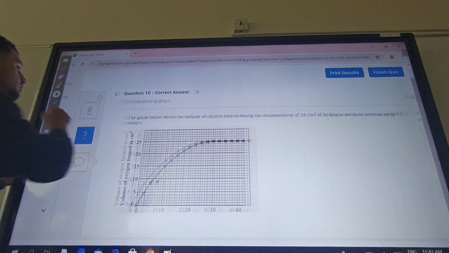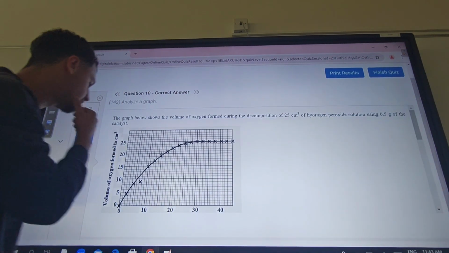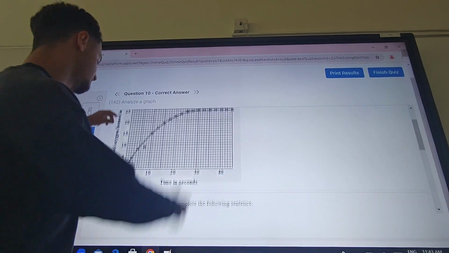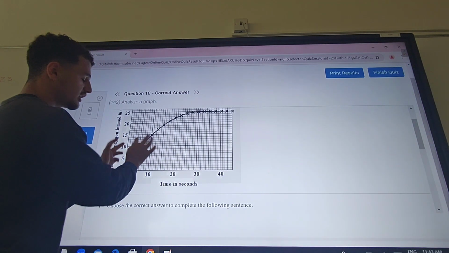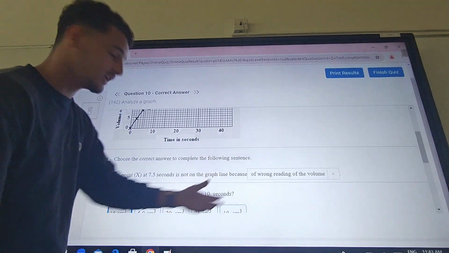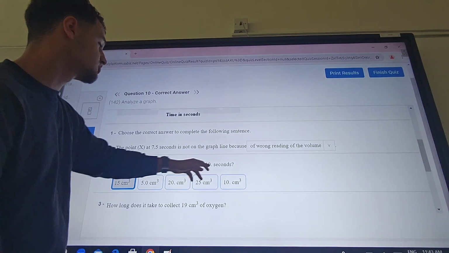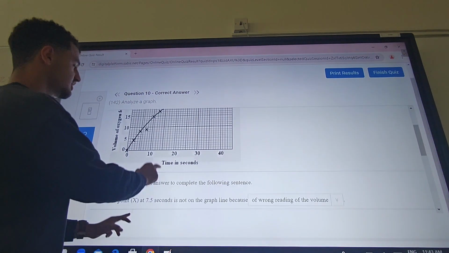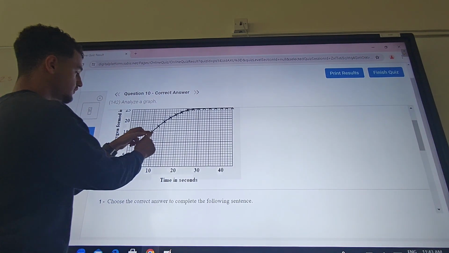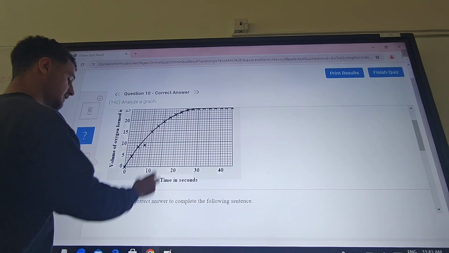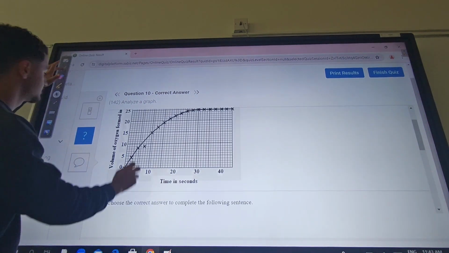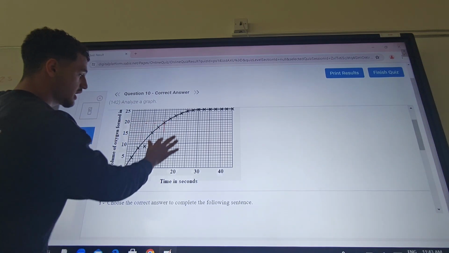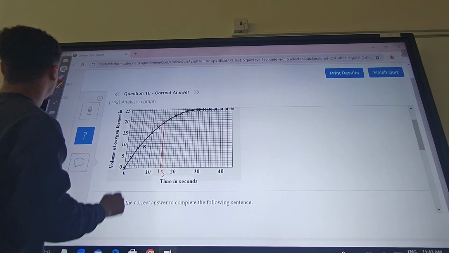Question 10. They gave you a graph. The point X at 7.5 seconds is not on the line, obviously, because it's a wrong reading. What volume of oxygen is collected after 10 seconds? So you go to 10 seconds, and it's over here, 15. How long does it take to collect 19 centimeters cubed? You go to 19 over here, you go to the graph, it's over here, 15.